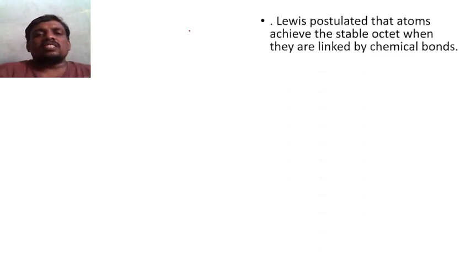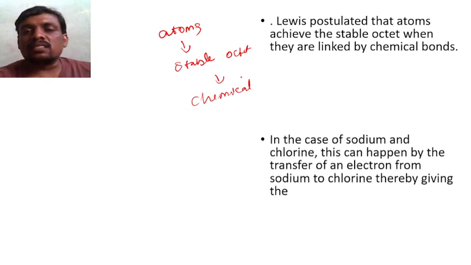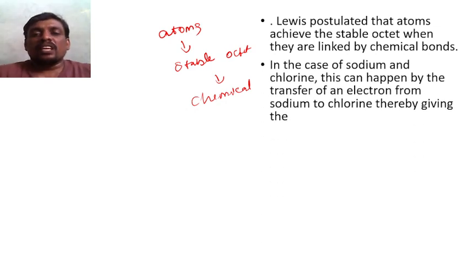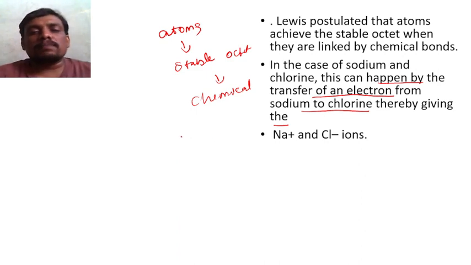Now, Lewis postulated that atoms achieve stability or a stable octet when they are linked by chemical bonds. So these chemical bonds are necessary to hold them in a specific place. In the case of sodium and chlorine, this can happen by the transfer of an electron from sodium to chlorine, thereby giving them a specific shape. Let us take an example: Na+ and Cl- ions.